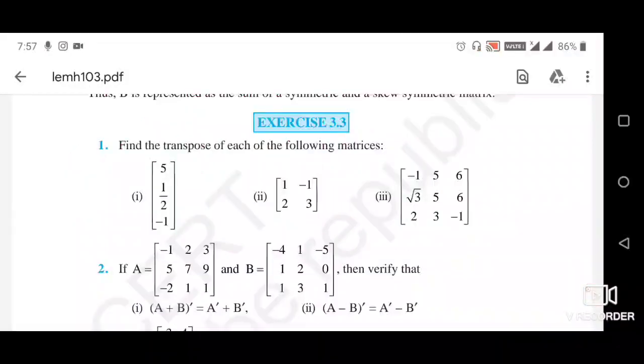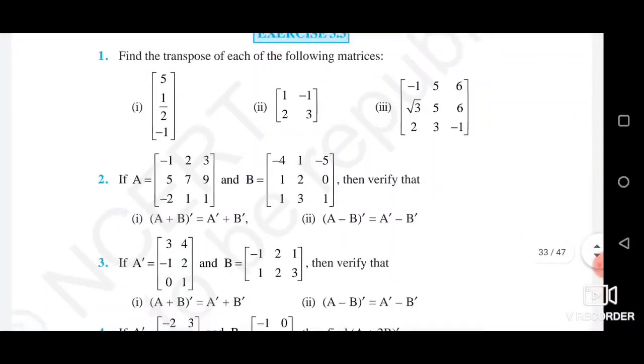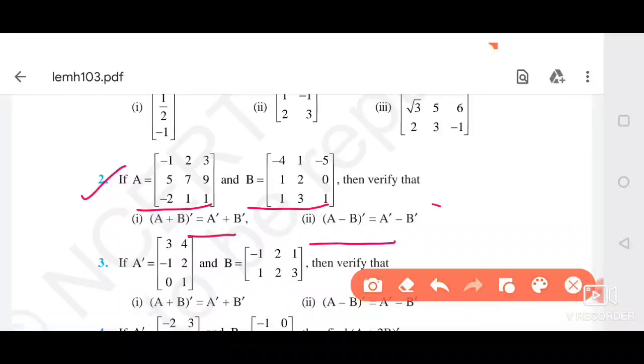Let us come to exercise 3.3, and in exercise 3.3 the first question is to find the transpose of each of the following matrices. So you can do this question. Question number 2: if matrix A is given, matrix B is given, then verify these two: A minus B whole transpose is equal to A transpose minus B transpose, and A plus B whole transpose is equal to A transpose plus B transpose.